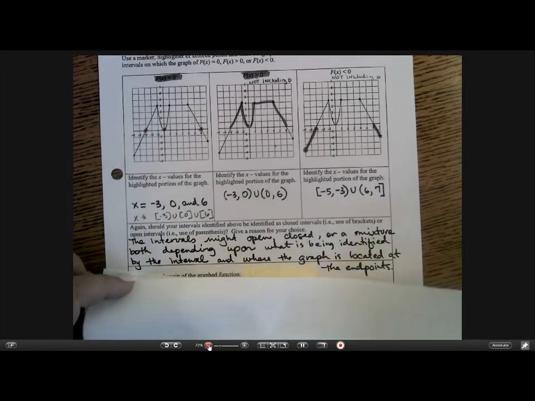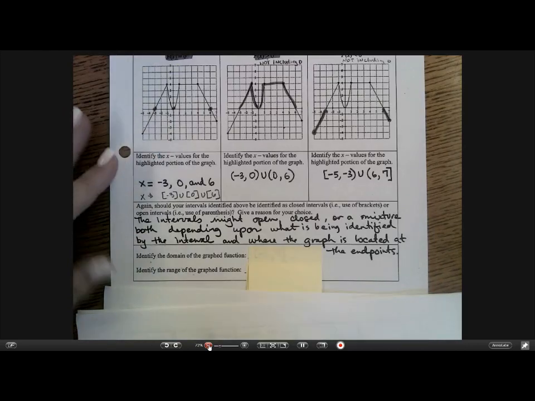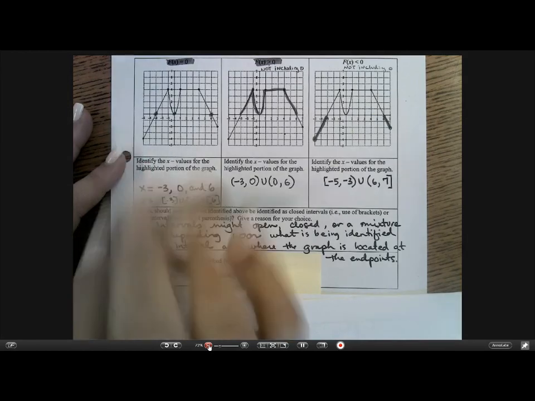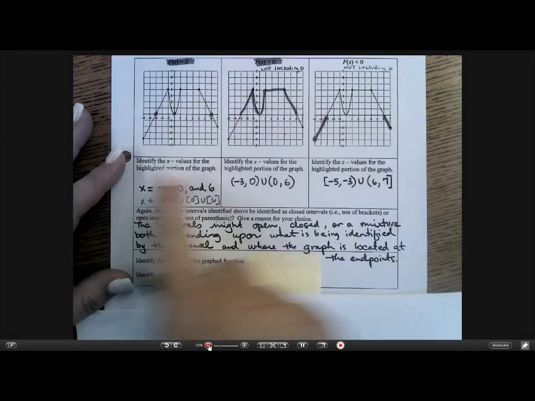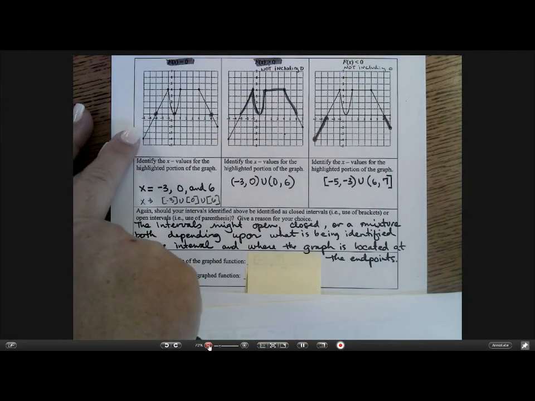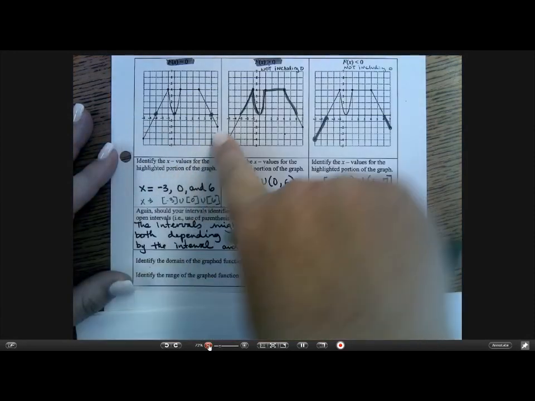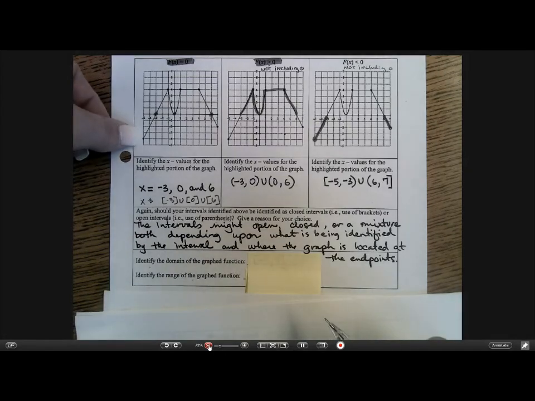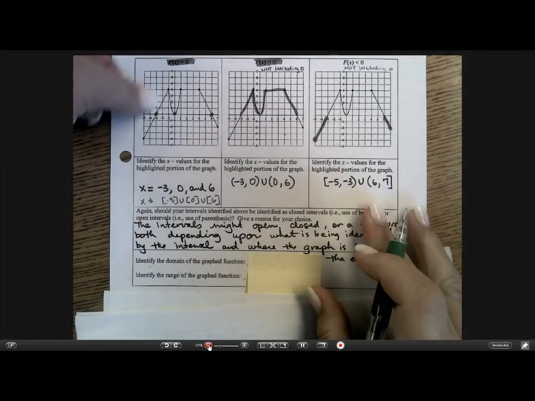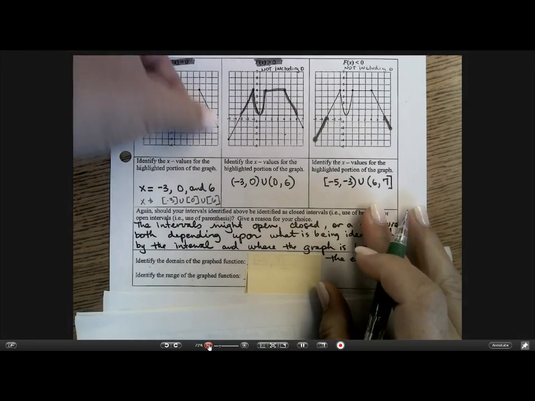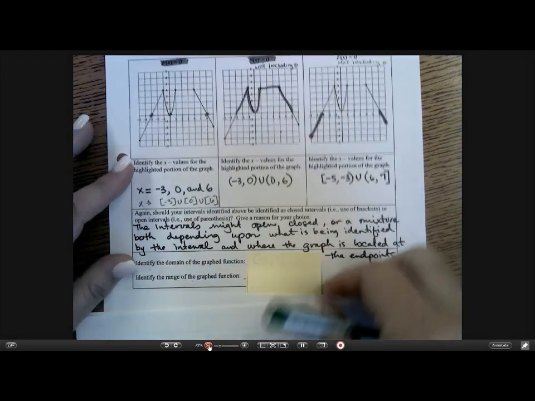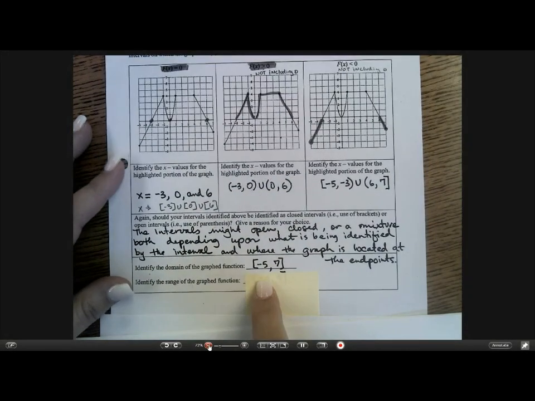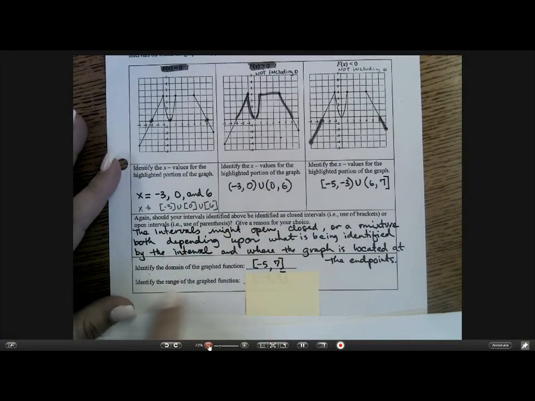All right, so now let's take a look. It says identify the domain of the graphed function. So it's the same picture. What is the domain? We start on the very farthest left and we go all the way to the farthest right, looking at the x values. So the very least x value is -5. There's no break in any x value, and we end at x is 7. Notice that we are including the -5 and the 7.